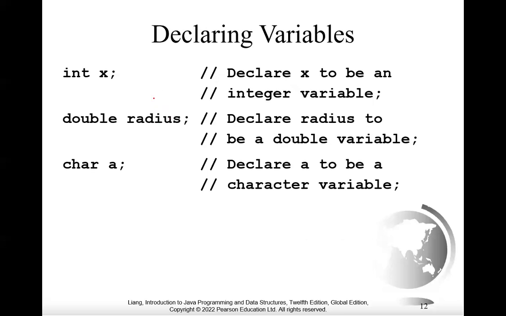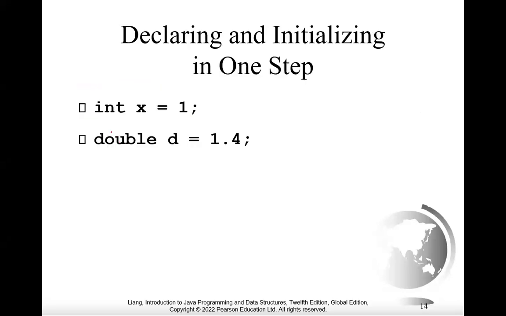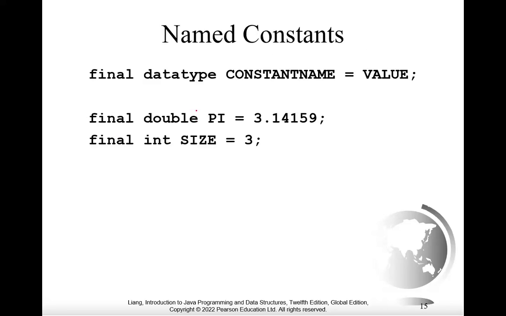So declaring variables. Here we have x and it's an integer. Here we have radius, it's a double. We have a, it's a char. You are familiar with all of these. We don't need to waste time. X is 1 now, so we are assigning values to it. Radius is 1.0 because it's of type double, so we are assigning a floating point value to it. And a is a char, and so we are putting a single character inside of it. Like we do in C, we can declare the variable and initialize at once. It's about the same thing.